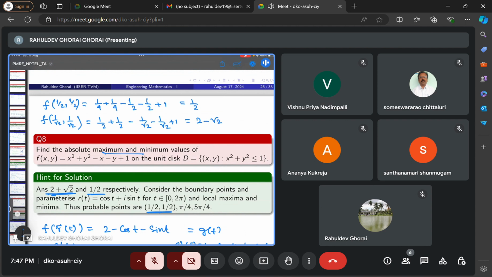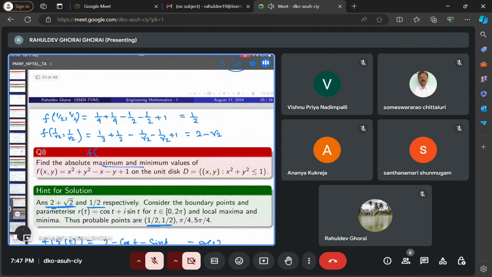So now if you take f at (-1/√2, -1/√2), that will be half plus half plus 1 by root 2 plus 1 by root 2 plus 1, that gives you 2 plus root 2. So what will be the bigger? The biggest one will be this. So f will have absolute maxima at (-1/√2, -1/√2), and the value is 2 plus root 2.